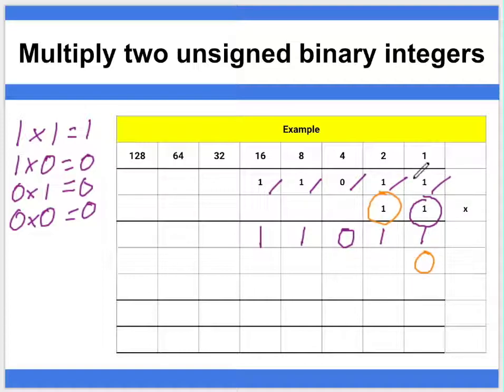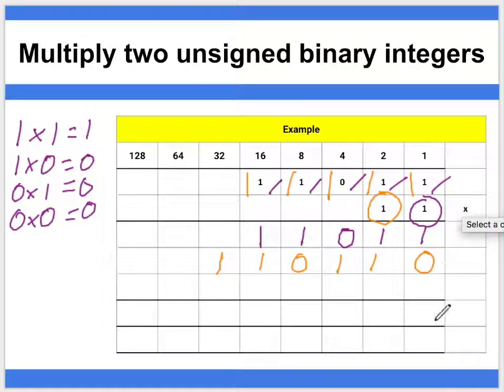So this time I'm going to go 1 and 1, which gives me a 1. 1 and 1, which gives me 1. 1 and 0, which gives me 0. Let's just score these off. 1 and 1, which gives me 1, and then 1 and 1, which gives me 1 as well. So there we go, there's me scoring those off, and I can see what I've got here. Now I'm left with the situation where all I need to do is add these values together.